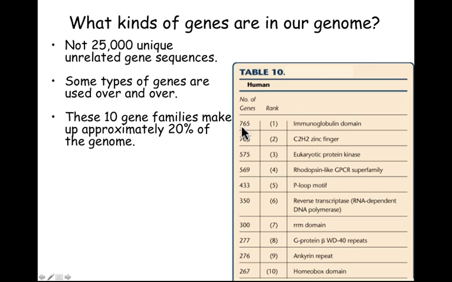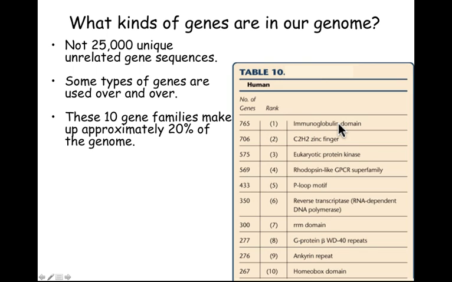You can see that there's hundreds of these, so 765 immunoglobulin domain proteins, 706 C2H2 zinc finger proteins, 575 eukaryotic protein kinases. So it was about 2,000 genes that are represented by these 10 classes. So what we see is that the same sorts of proteins get made over and over and over again.